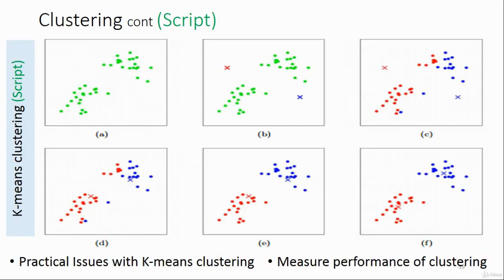For the performance of clustering, you know that all the data points should be as near as possible to their cluster center, and the centers of two clusters should be as far as possible from each other. So this is the way you can find out the performance of the cluster.